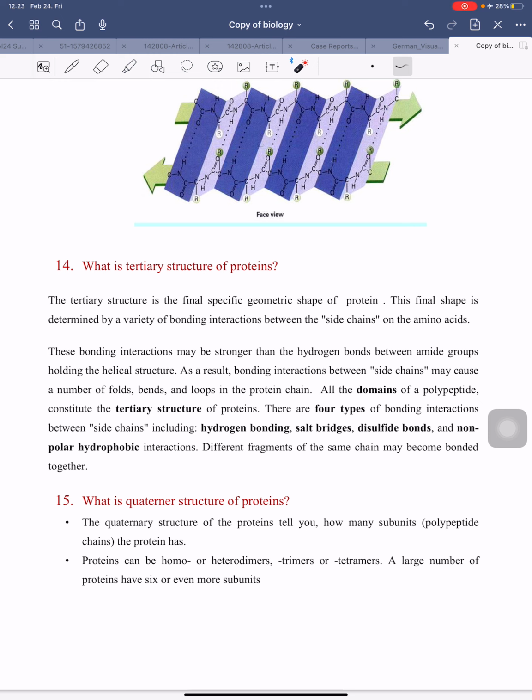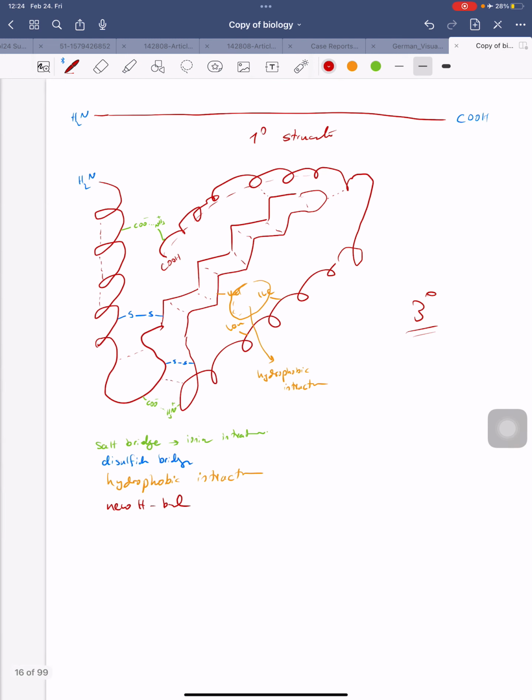What is the quaternary structure? The quaternary structure of the protein tells you how many subunits of polypeptide chain are in the protein. For example, hemoglobin. Okay, it's a quaternary structure, and it has 2 alpha and 2 beta, which is four subunits. Proteins can be homo- or heterodimer, trimer, or tetramer. For example, hemoglobin is a tetramer. A large number of proteins have six or even more subunits.